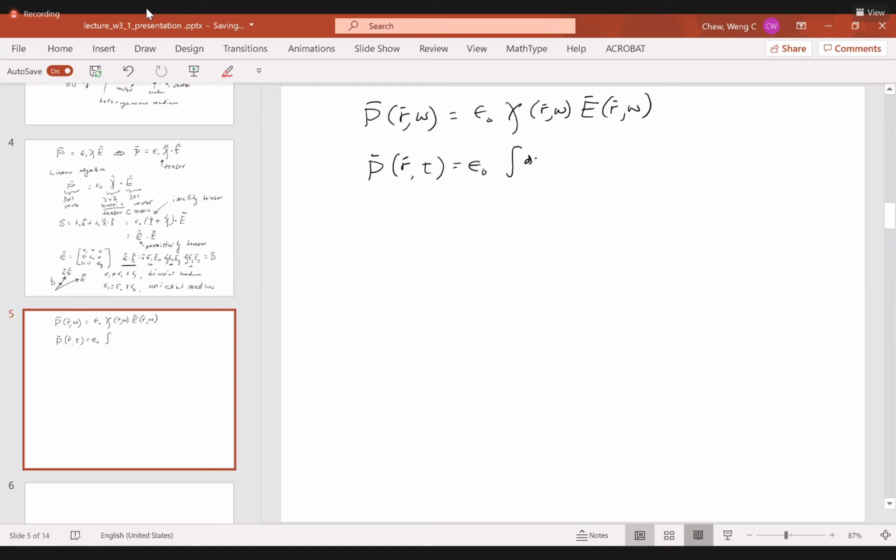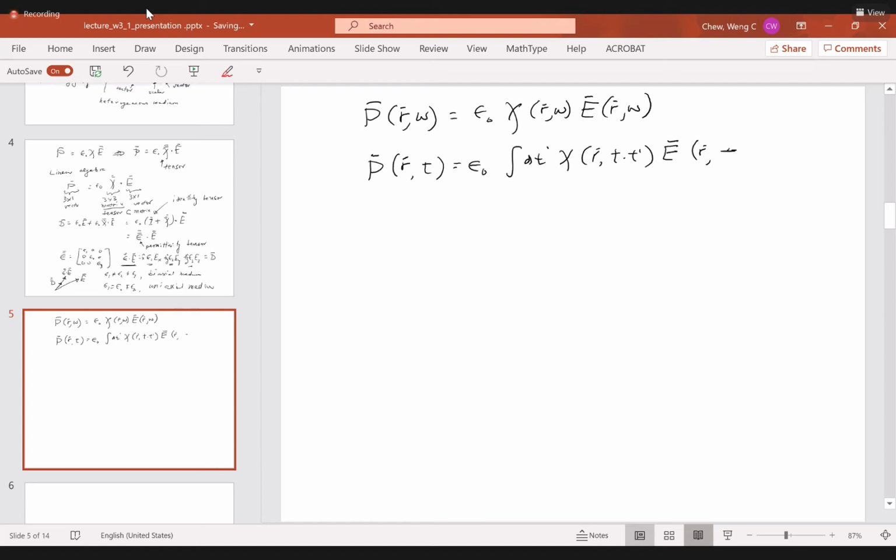The integral dt prime of chi of R, t minus t prime, times E of R, t prime. Sorry, it should be just t prime here. Okay, this is what the convolution is.